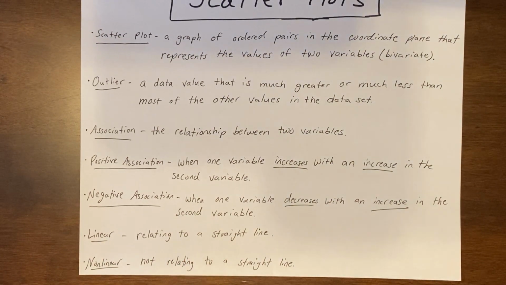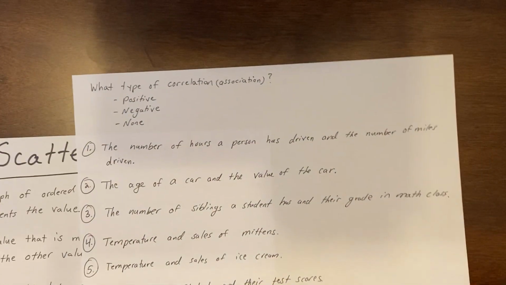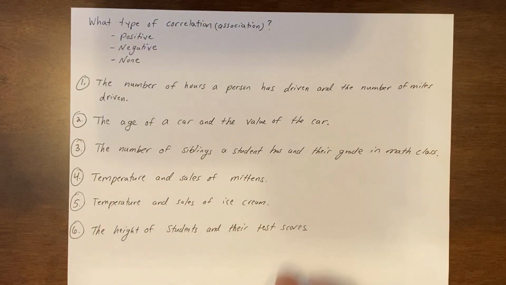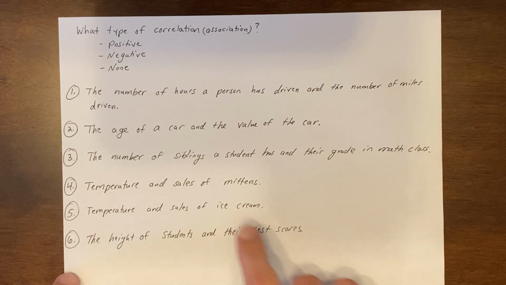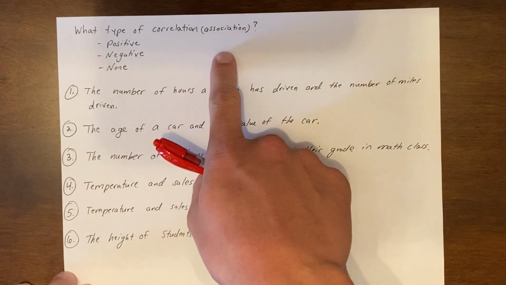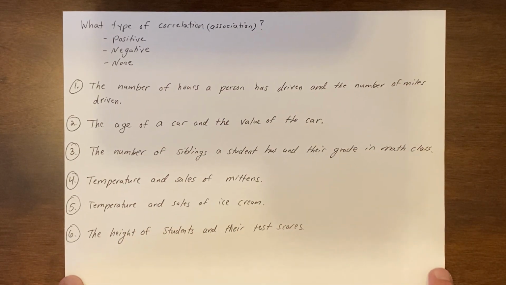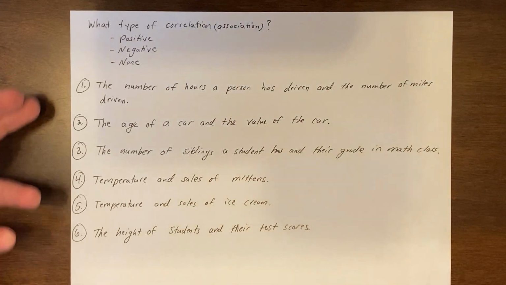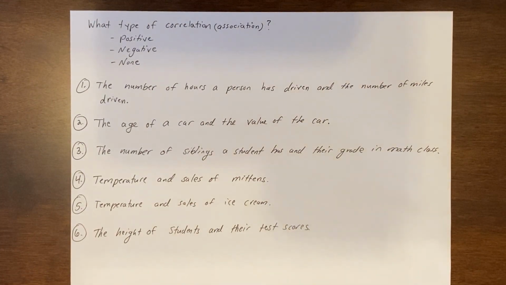Linear just means it's a straight line, and nonlinear means not a straight line. Okay, so those are vocabulary words. We're going to look at some sentences here that give us two variables, and we're going to decide what type of correlation or what type of association, those two words generally mean the same thing, that these 6 sentences have. Okay, so each sentence has two variables, and we're going to decide, hey, if one goes up, is the other going up?